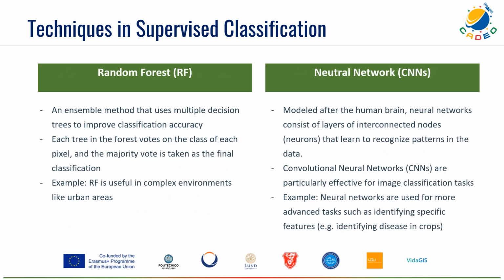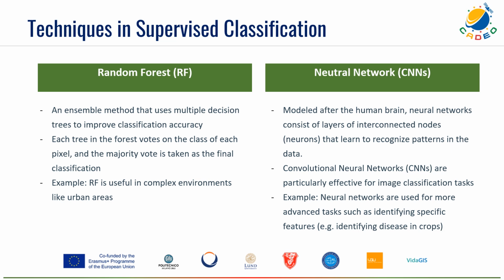The third technique is the random forest. This is an ensemble method that uses multiple decision trees to improve classification accuracy. Each tree votes on the class of each pixel, and then the majority vote is taken as the final classification. Random forest is useful in complex environments like urban areas, where there are multiple land cover types present.